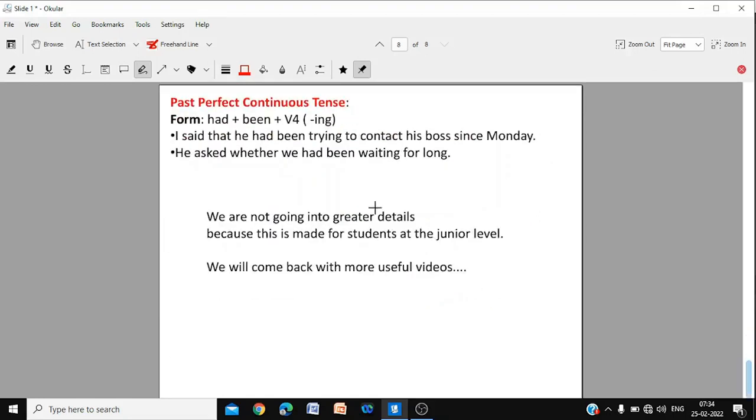Past perfect continuous tense: had, then been, and V4 or the ing form of the verb, the progressive form of the verb. I said that he had been trying to contact his boss since Monday. He asked whether we had been waiting for long.